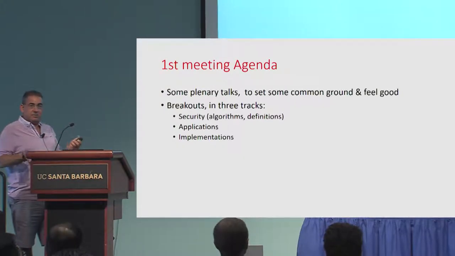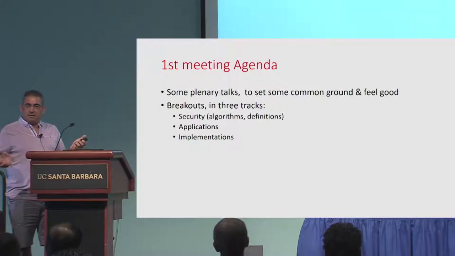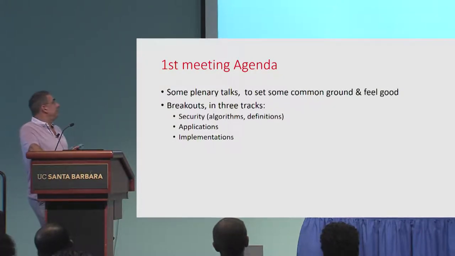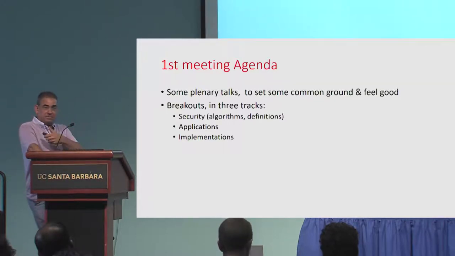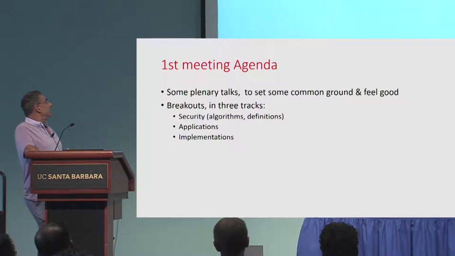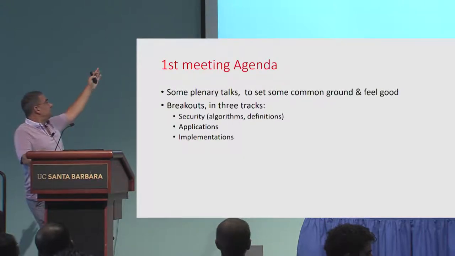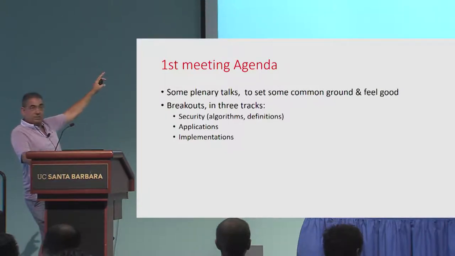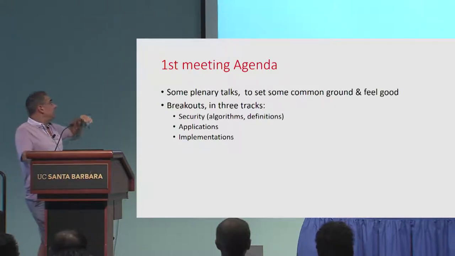And then the agenda was, so what do you do in such a meeting, right? You get some people together and you do maybe a couple of plenary talks in the beginning to make everybody feel together and feel happy, and then what do you do? So what we did, we again took example from the Homomorphic Encryption effort. So we said, okay, let's do three tracks, to split into three groups. The tracks were security, which essentially was the theory people and algorithm definitions. Then another group was applications, people trying to see what applications we have. And we had implementations, which is a third group.